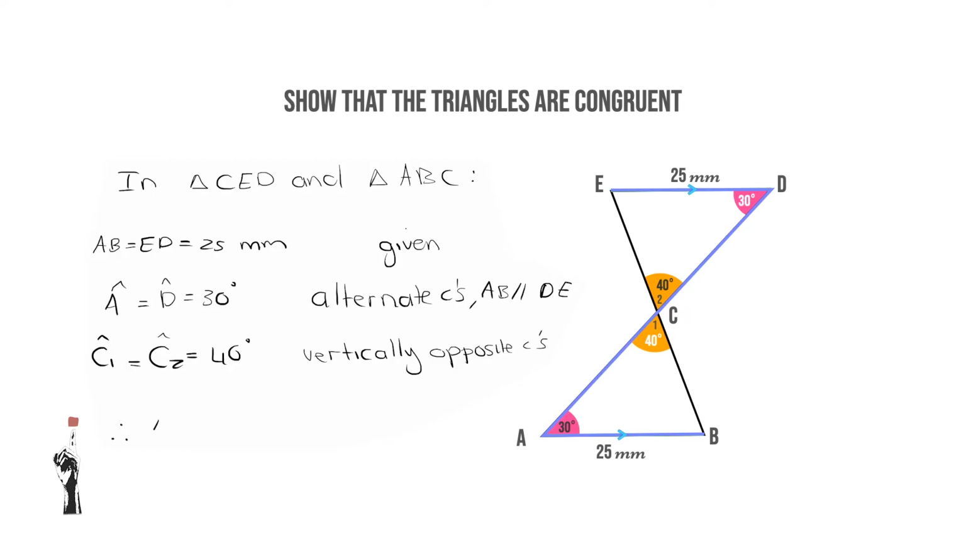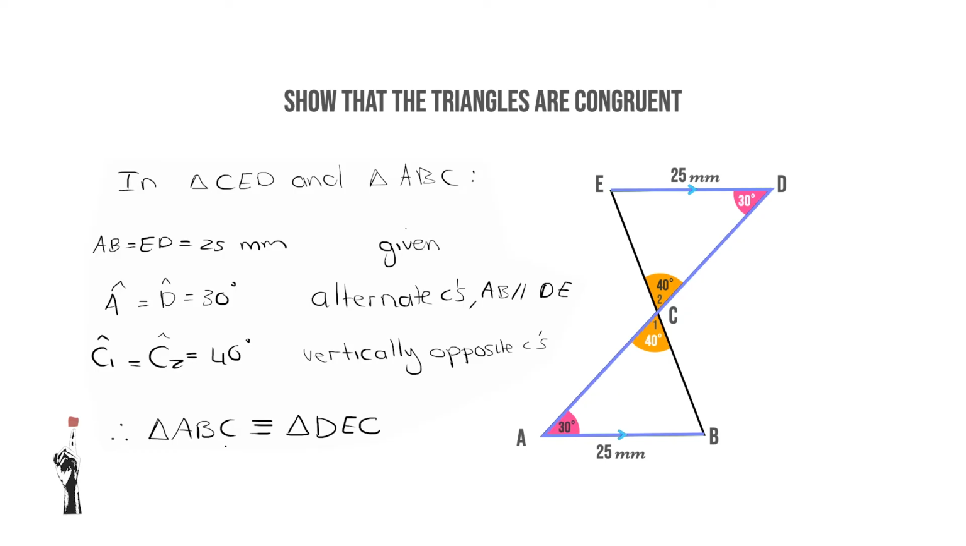Therefore, I can say that triangle ABC is congruent to triangle, and now my order once again is extremely important. I indicated that angle A is the same size as angle D. So I need to write A and D in the same place. Since A is written first, I need to write D first. Then I write E and C. Since angle C is the same size as angle C, C1 and C2.